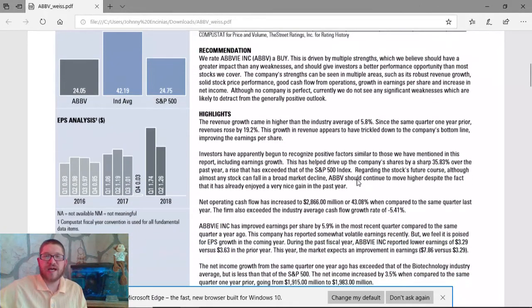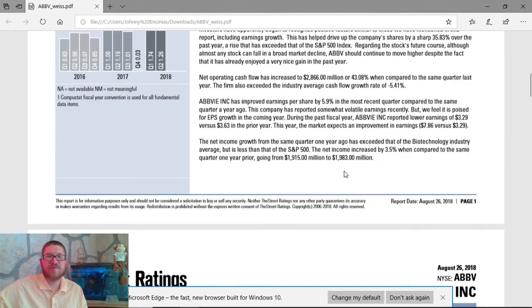Now, this company's highlights has multiple strengths, which outweigh any of their weaknesses. They have a nice revenue growth of 19% since last year. They also have really sharp growth in the company's earnings per share, of 35% over the last year, as well as their net operating cash flow increased by 43%. They're up to $2.86 billion. Their earnings per share has also improved by 5%, and this coming year they expect it to have earnings of $7.86 versus the $3.29, which is great.